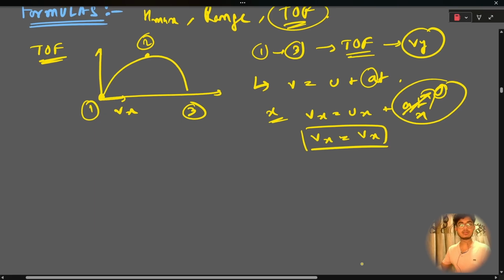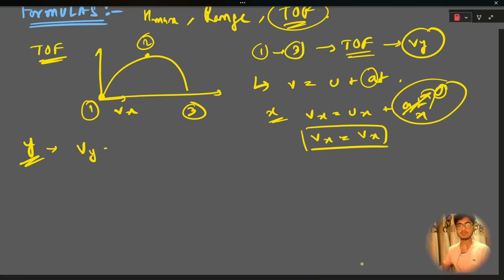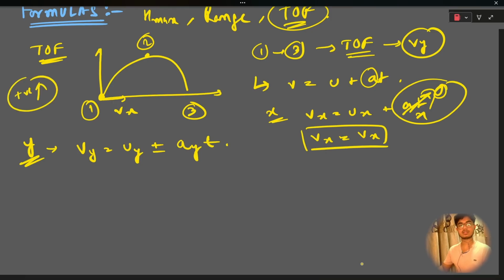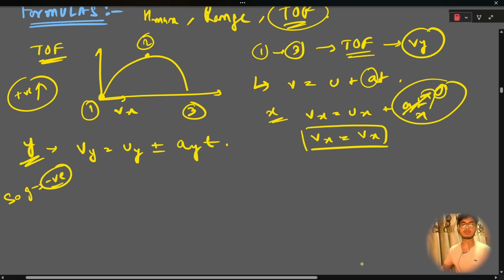But if you see the y-axis, then vy equal to uy plus minus ayt. Now, suppose the upward direction is positive. The downward direction is negative. So g will be negative. Okay.